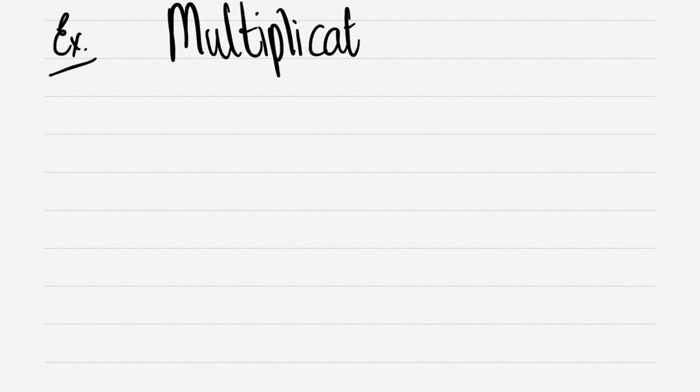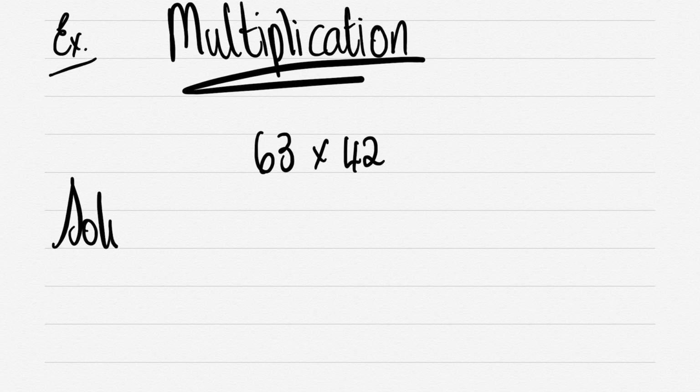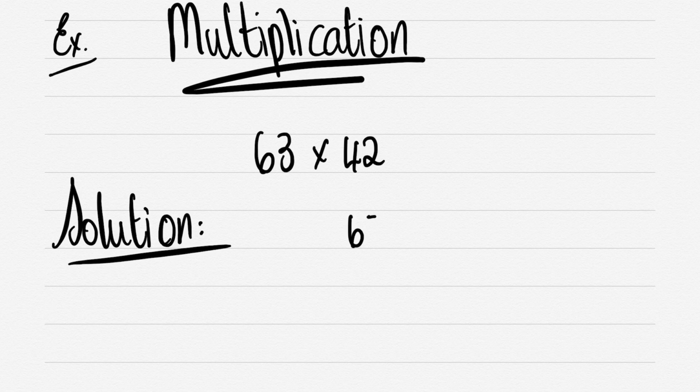Okay, with multiplication, things are very much the same. However, there's a shift every time you do a new multiplication value, but I'll explain that throughout the problem. Alright, so let's do 63 times 42. Our solution goes as follows. Right, we write the 63 and the 42 on top of each other. We then put the multiplication sign on the bottom left, like so. We then put a line.